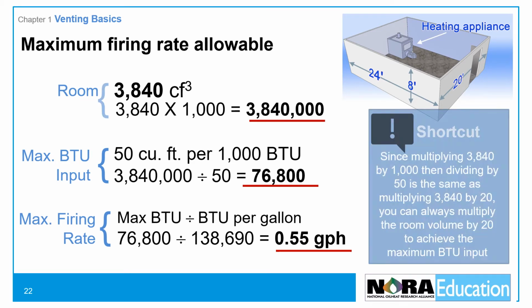Now there is a shortcut. Since multiplying 3,840 by 1,000 and then dividing by 50 is the same as multiplying 3,840 by 20, you can multiply the room volume by 20 to achieve the maximum BTU input.